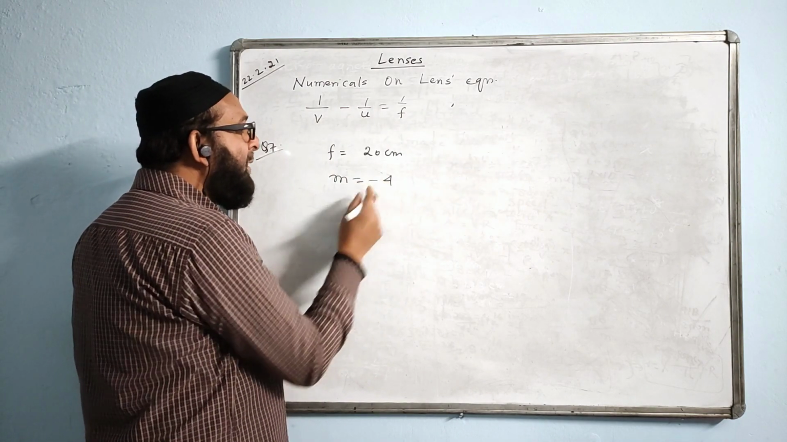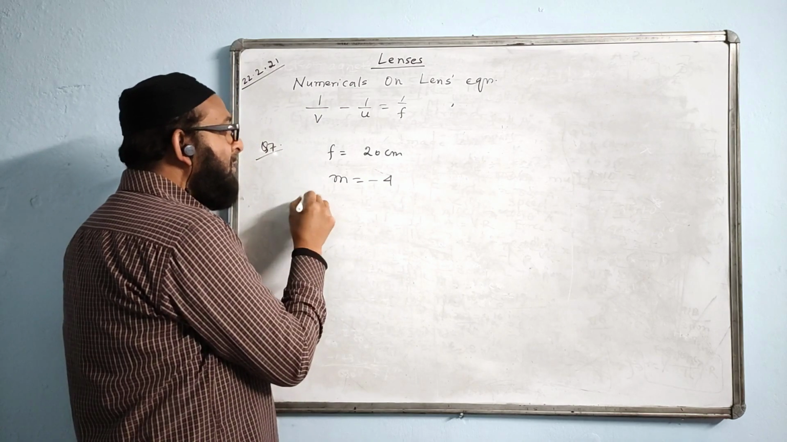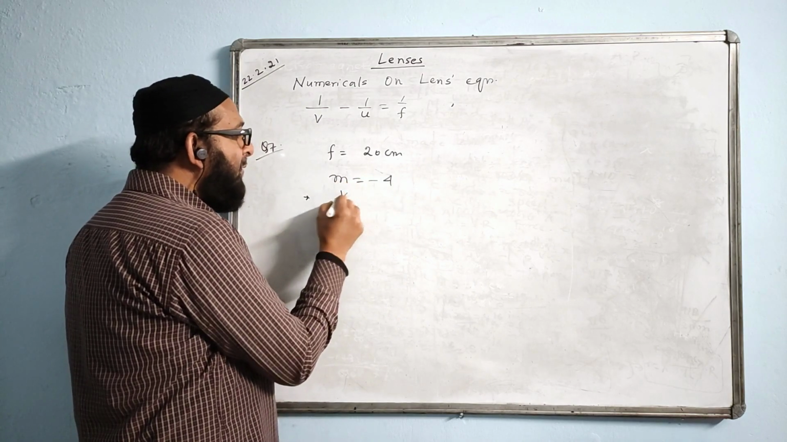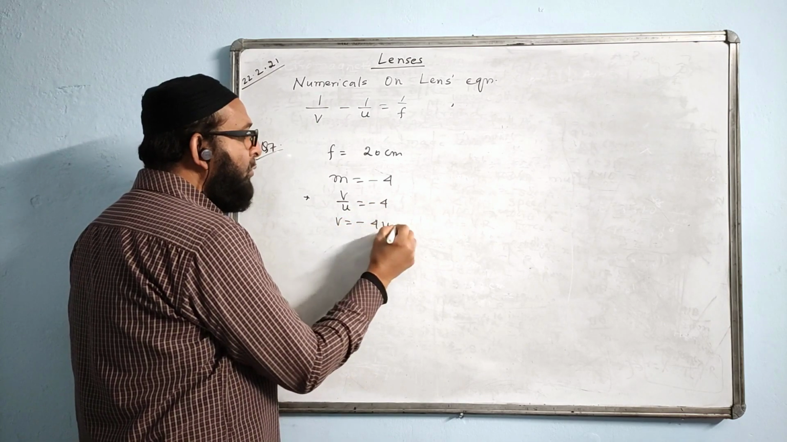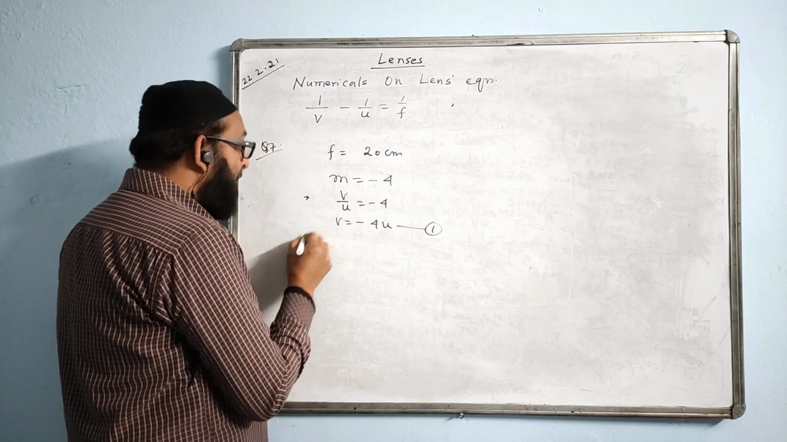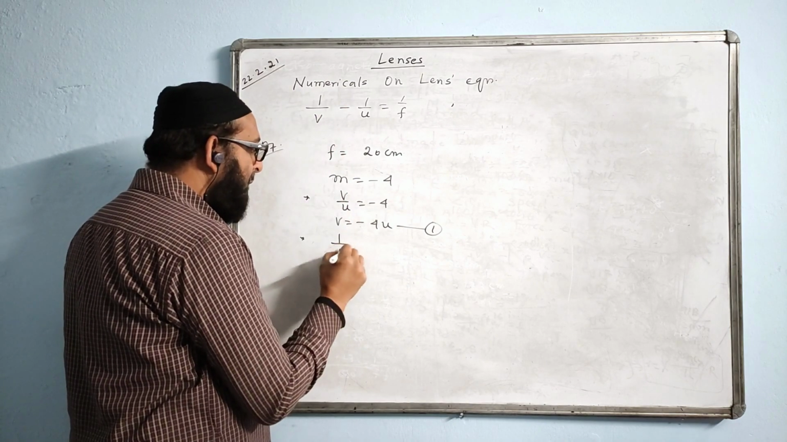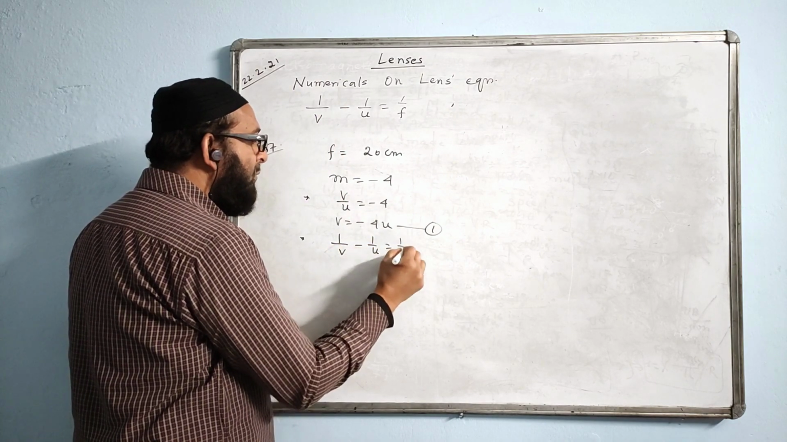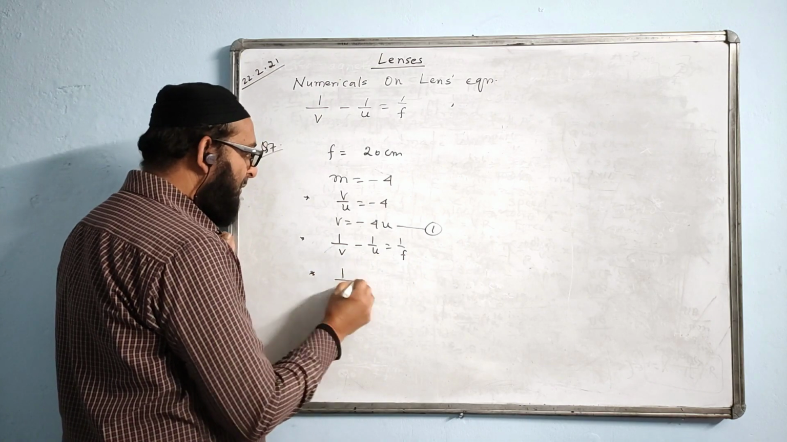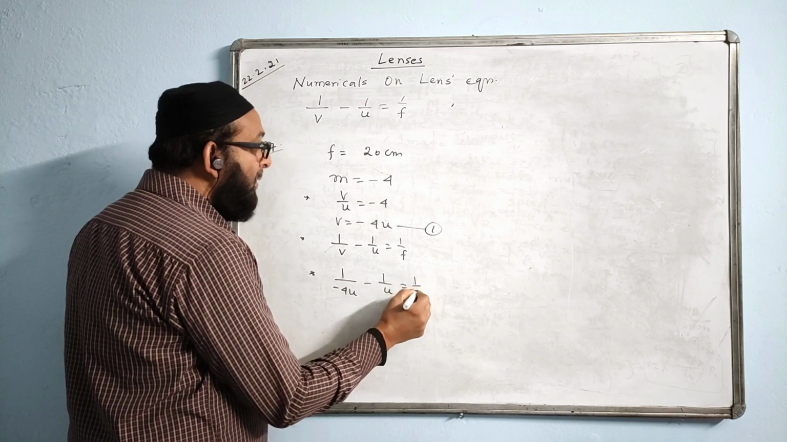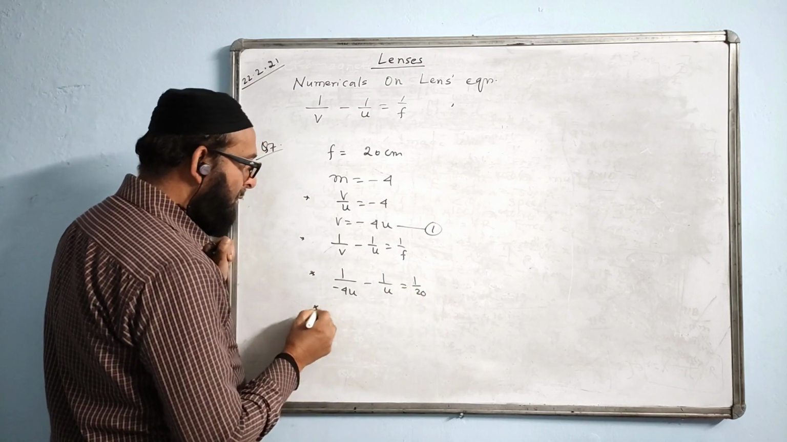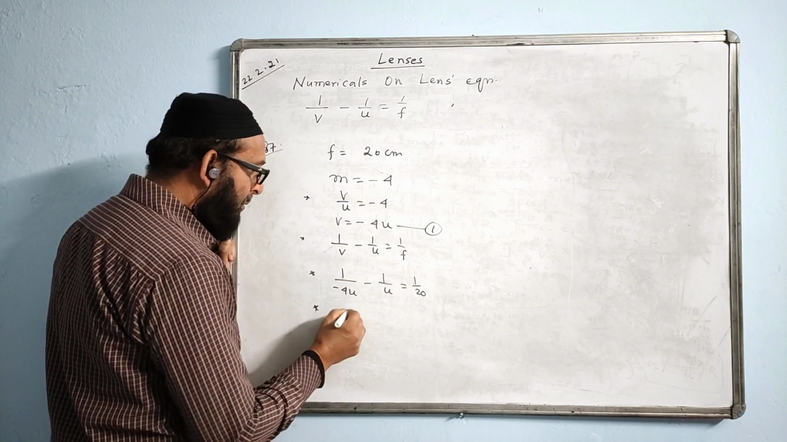So the screen image will be real. So minus m. You have to find the value of u. M value right here. v by u is equal to minus 4. Therefore the value of v will become minus 4u. Equation 1. Now I use this formula. 1 by v minus 1 by u equal to 1 by f. Now I put the value. v value is minus 4u, minus 1 by u is equal to 1 by f. The value of f is 20.